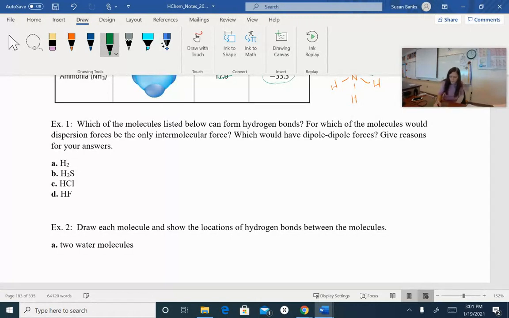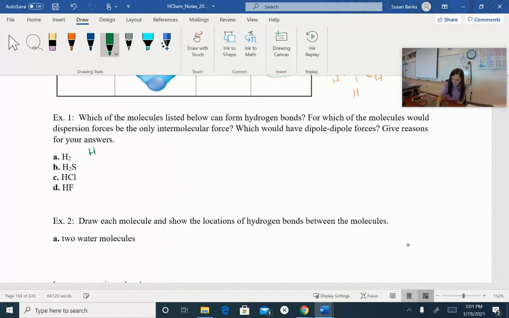All right, let's look at hydrogen. Hydrogen is just this, totally nonpolar, right? So the only thing that we have for hydrogen is London dispersion forces. And it's not going to be very much because we only have 2 electrons at play. Okay, hydrogen sulfide, dihydrogen sulfide, or hydrosulfuric acid, depending on what state you're looking at, we're going to look like this.